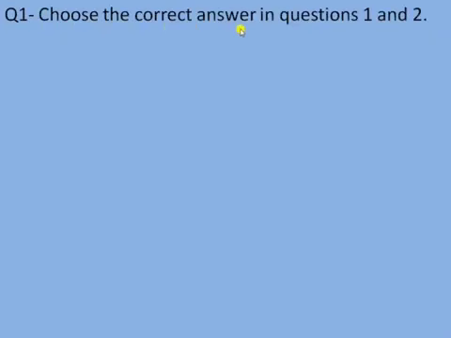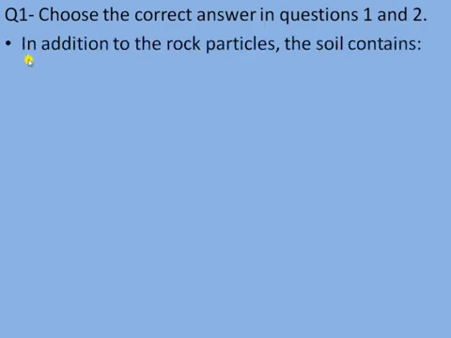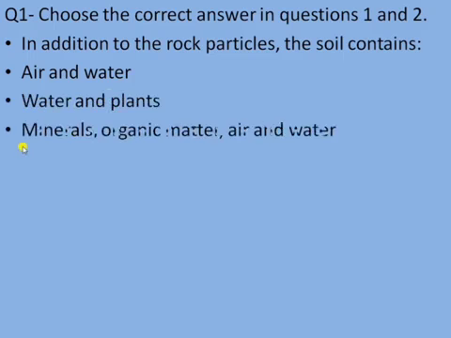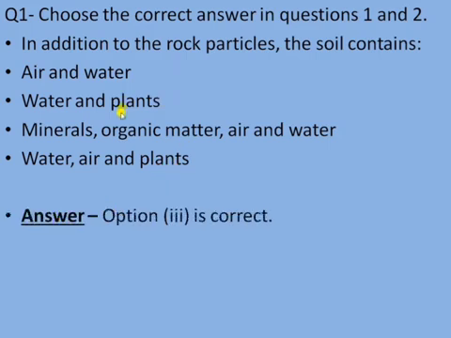Choose the correct answer in question number 1 and question number 2. So question number 1 is: in addition to the rock particles, the soil contains air and water; water and plants; minerals, organic matter, air and water; water, air and plants. So you have to choose the correct option here. The answer of this question is option number 3rd, that is minerals, organic matter, air and water.